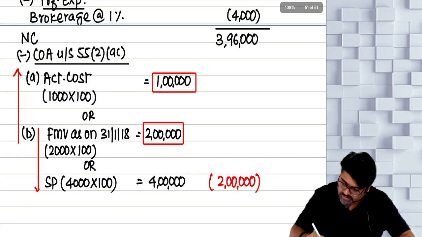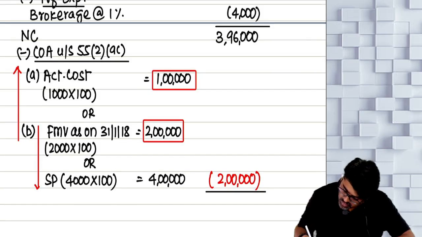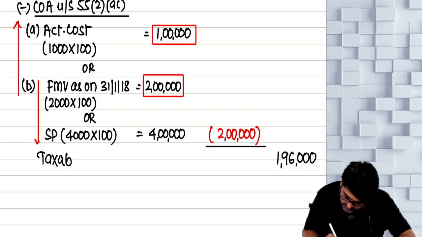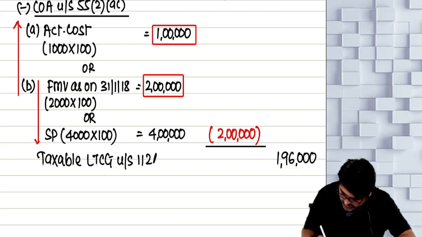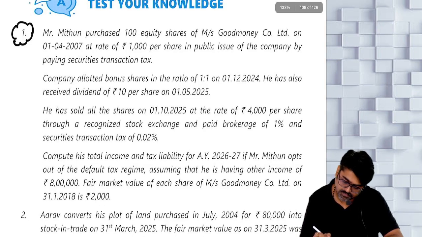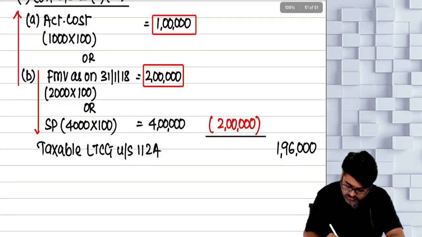So reduce 2 lakhs. Outer column you are going to write down 1,96,000, and in front of this you are going to write, this is your taxable LTCG under which section? 112A. Yes or no? Now other incomes are given in the question. Yes or no? Other incomes of 8 lakhs.